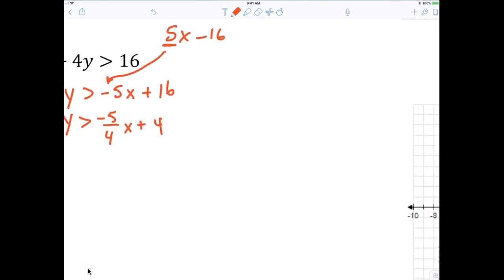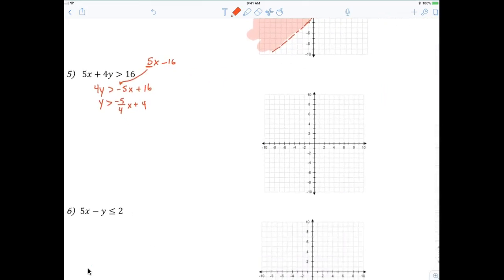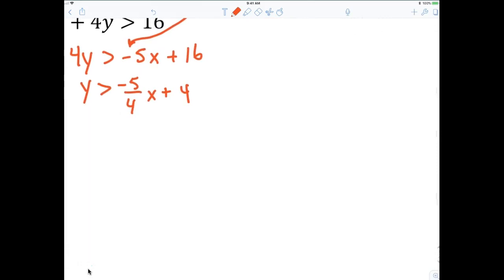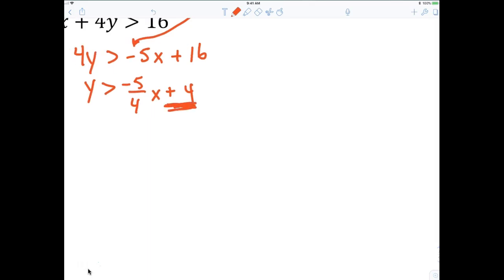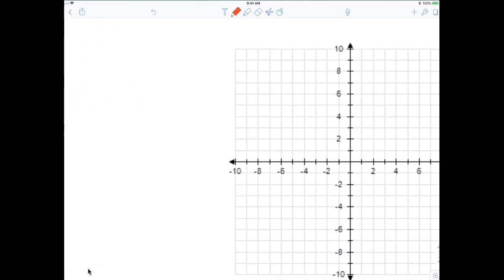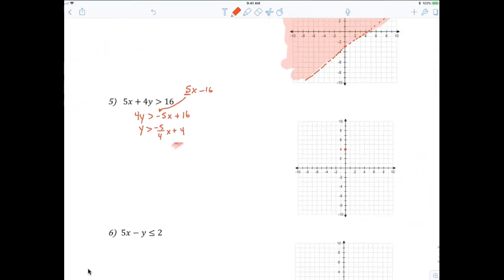All right, with that, how do I graph this, Connor Drinkard? Very good. You go up 4. And then plot a point. You highlight everything below. But what do I have to do first? I have to use the slope. Come on, Connor. I have to go what? Down. Down 5. And then over 4.